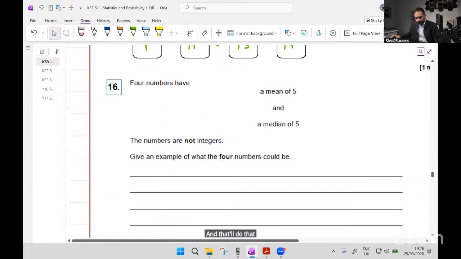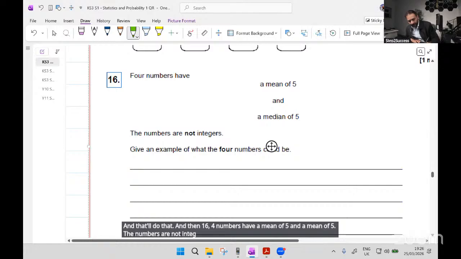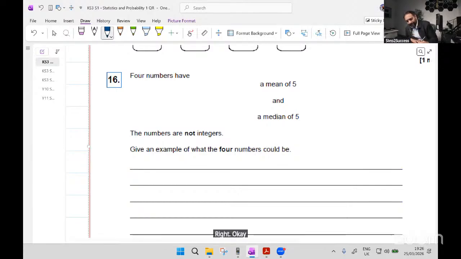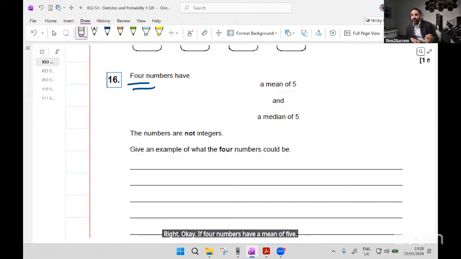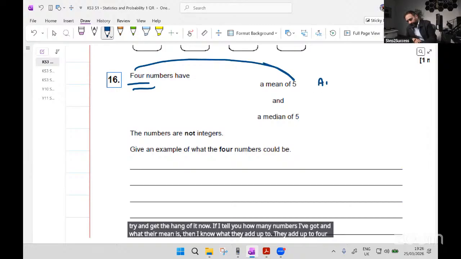And then 16: four numbers have a mean of 5 and a median of 5. The numbers are not integers. Wow. Right. Okay. If four numbers have a mean of 5, again, you get this a lot, so try and get the hang of it now. If I tell you how many numbers I've got and what their mean is, then I know what they add up to. They add up to 4 times 5. So they add up to 20.